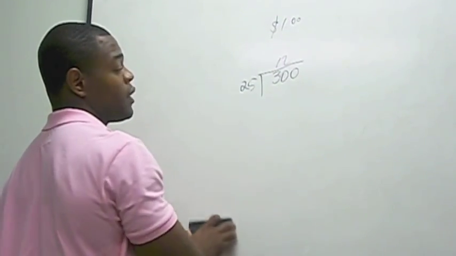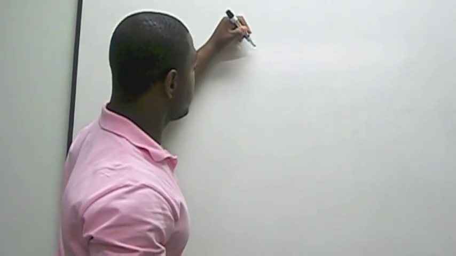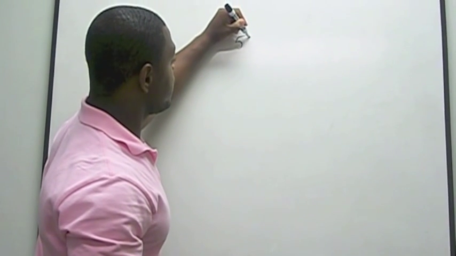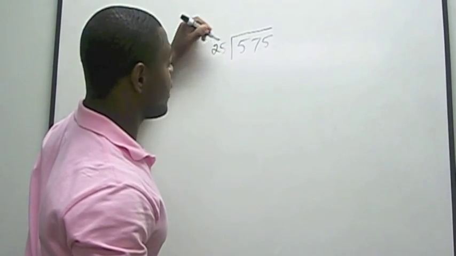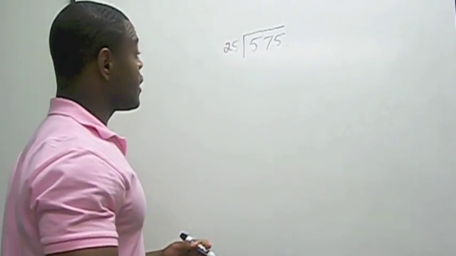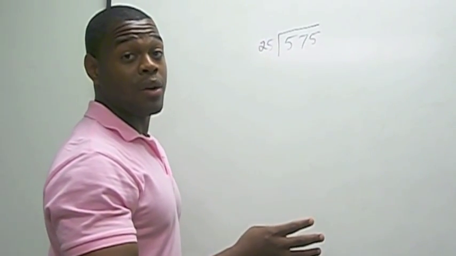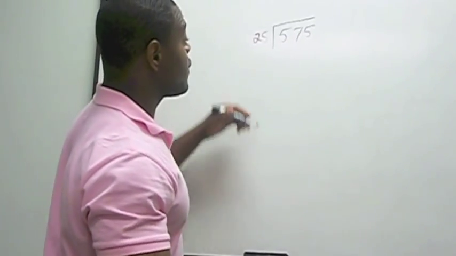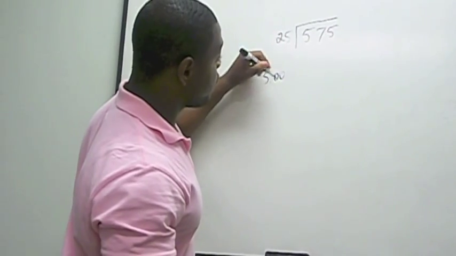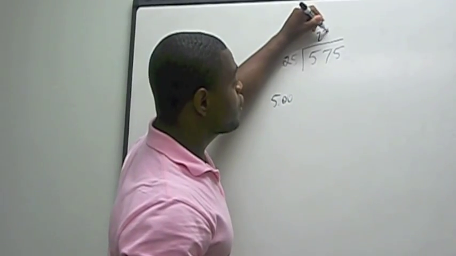Let's try a little bit bigger of a number. Let's try 575 and divide that by 25. You can immediately think of how many quarters are in $5. If there are 4 quarters in $1, then there must be 20 quarters in $5. Now 20 quarters in $5 is going to give us $5 with 75 cents left over. This is 3 more quarters. So you know it's 23.